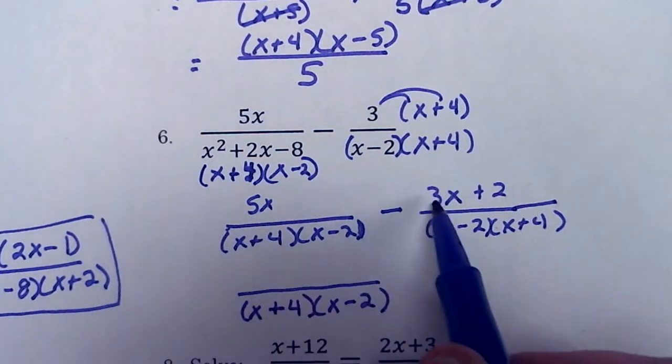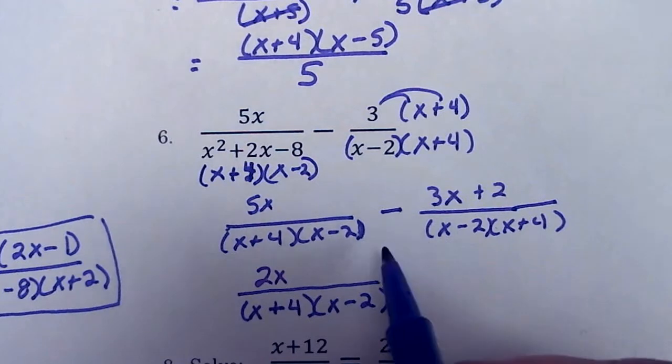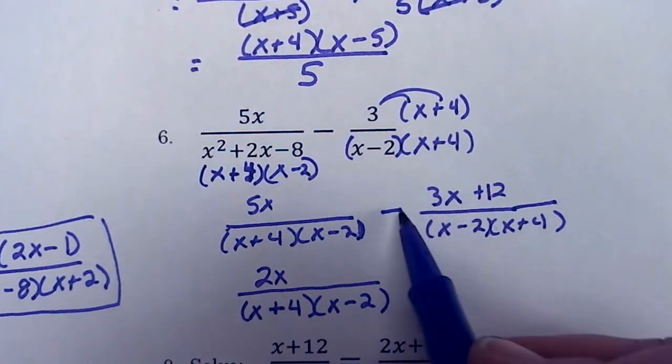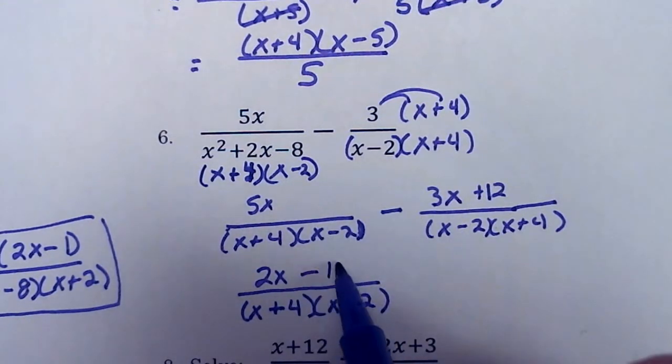Now 5x minus 3x is 2x. And then minus, oh, I forgot the 1 and the 12. Silly me. 3x plus 12. So minus 12. Because we're subtracting, this 12 will end up being negative down here.